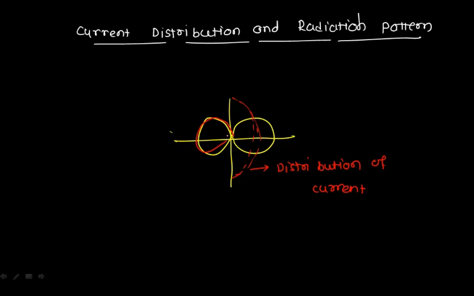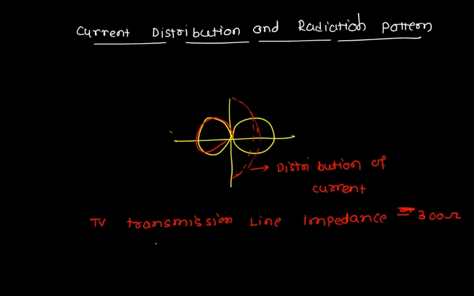The advantages of this particular antenna is nothing but that you can go for bandwidth compensation, you can go for impedance compensation, and this is very much comfortable, or you can use it for television transmission effectively, as your TV transmission line impedance matches with your folded dipole impedance. So you can say 300 ohm, and you can say folded dipole you are having 292 ohm.